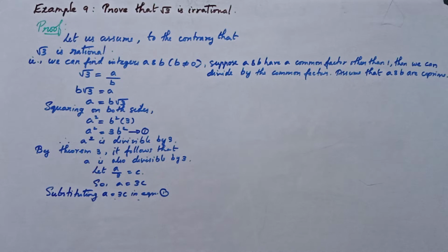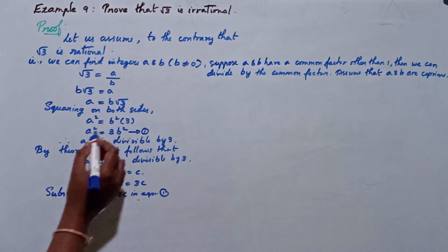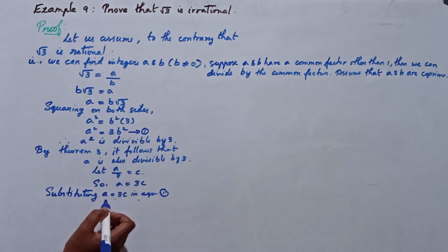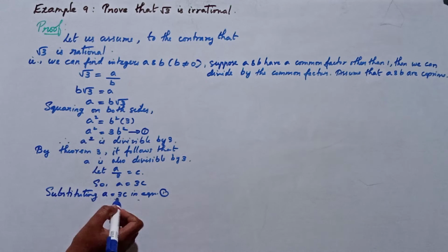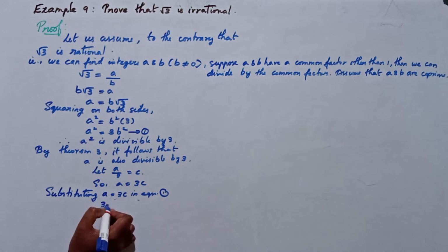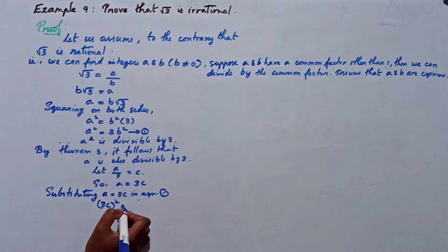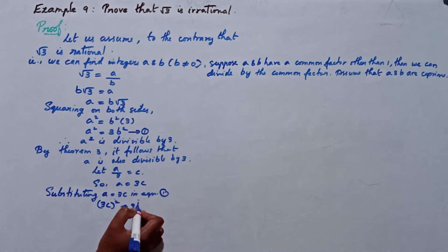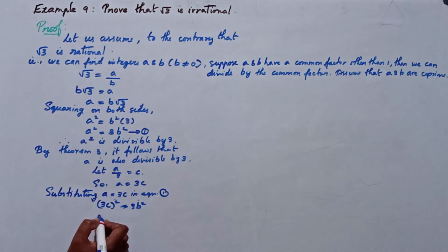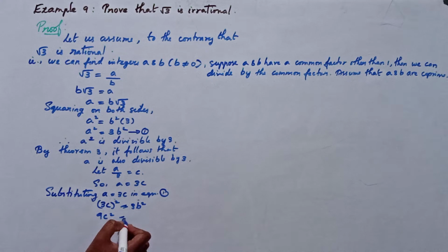So we are substituting this a is equal to 3c in equation 1. So what is the first equation? a square equal to 3b square. So instead of a, what you should do? You should write 3c. Okay, so 3c the whole square is equal to 3b square. Okay, so 3c square is 9c square is equal to 3b square.